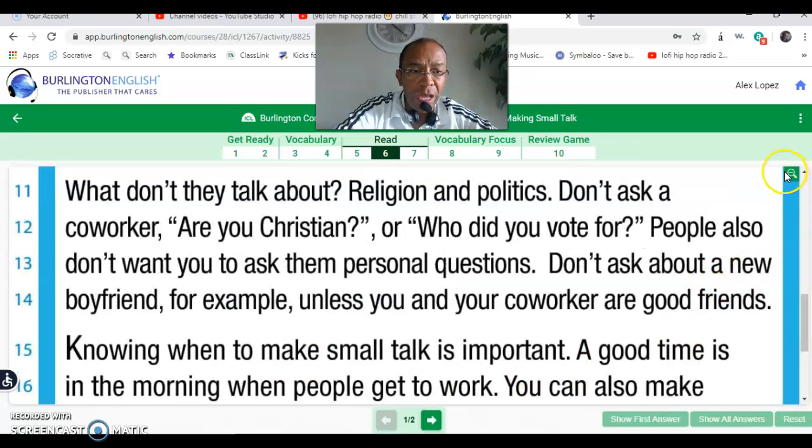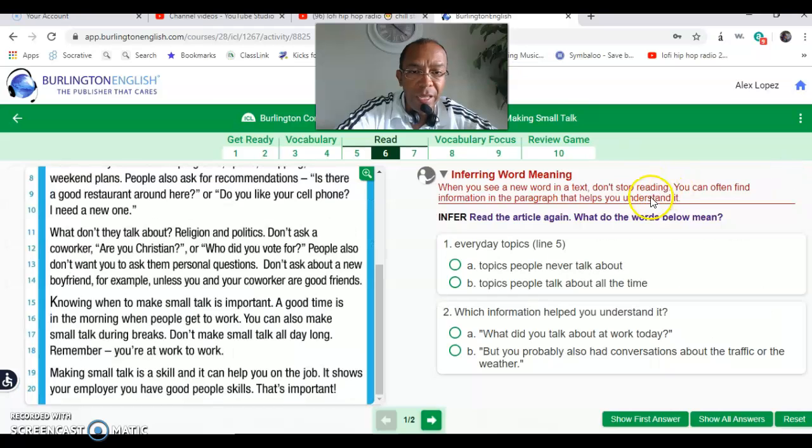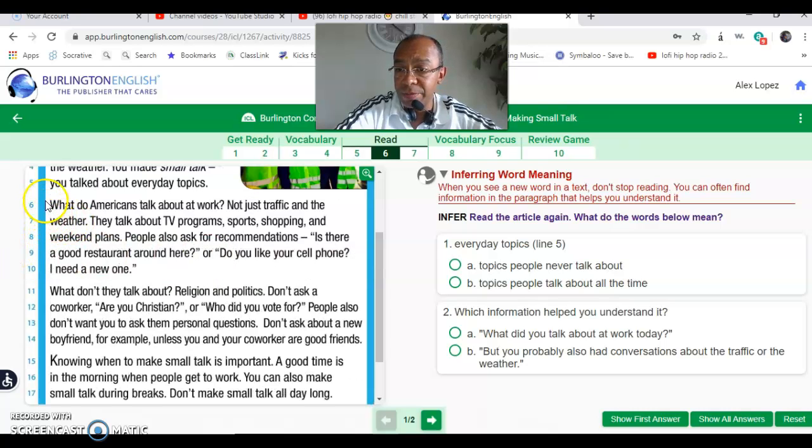All right, so now based on this reading, let's infer. Okay, let's infer. Let's go to line 5. You talk about everyday topics. Okay, everyday topics. What is everyday topics? A, topics people never talk about. B, topics people talk about all the time. What is everyday topics? Correct. Topics people talk about all the time.